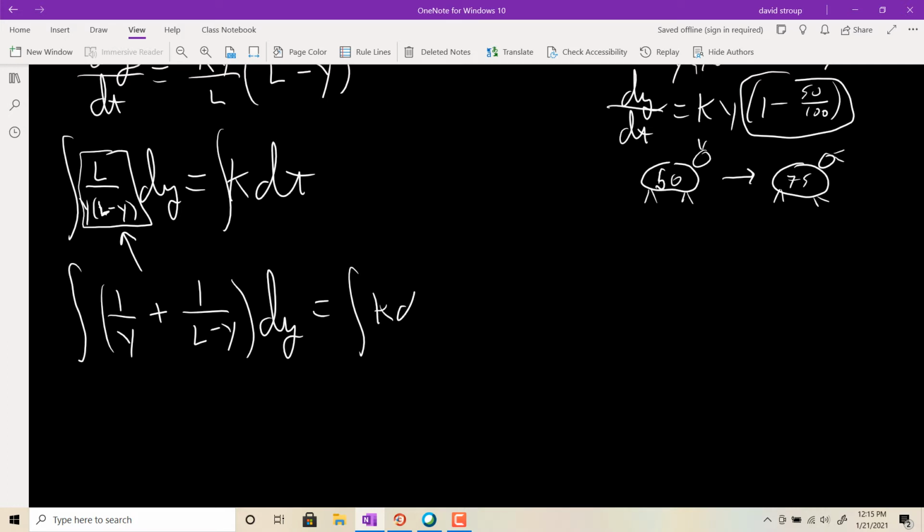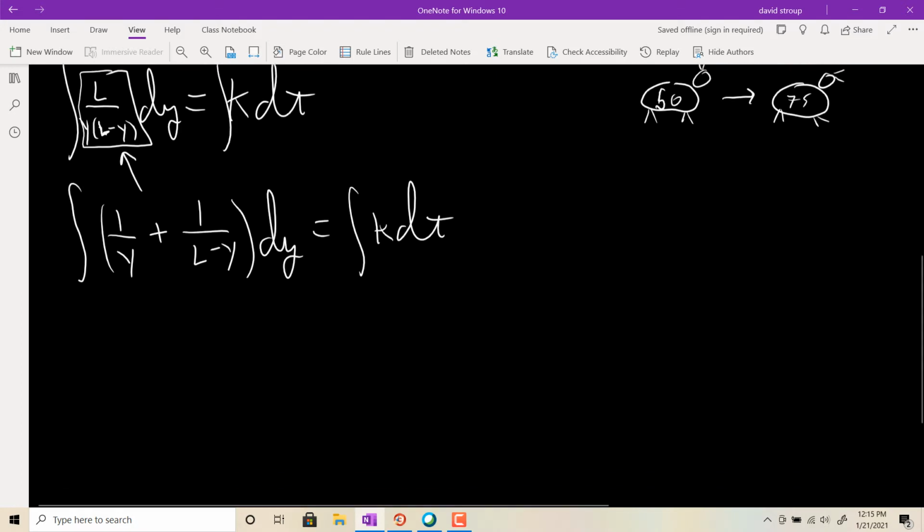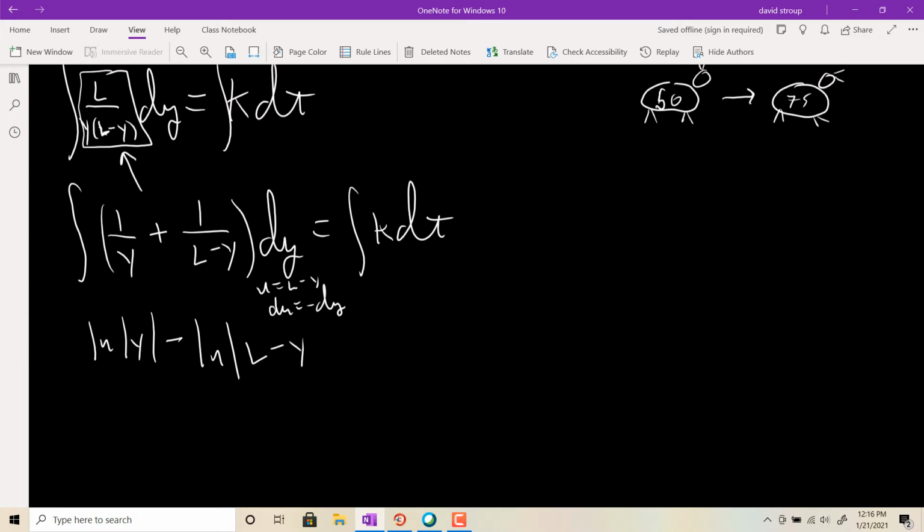On the other side, we have k dt. Okay, and then we can integrate both of these, so they're natural logs. The first one is ln absolute value y. The second one, you'll have to do a u sub, and you'd end up with a negative, kind of floating about, u for L minus y, and then du is negative dy. So you're going to end up with a negative ln absolute value of L minus y. And on the other side, you'll have kt plus c.